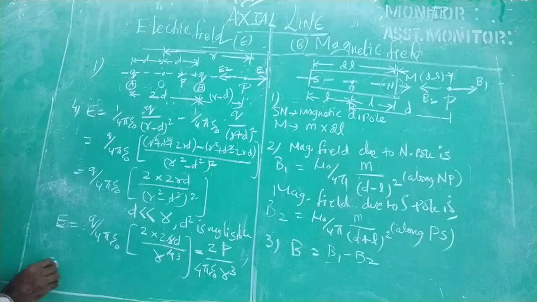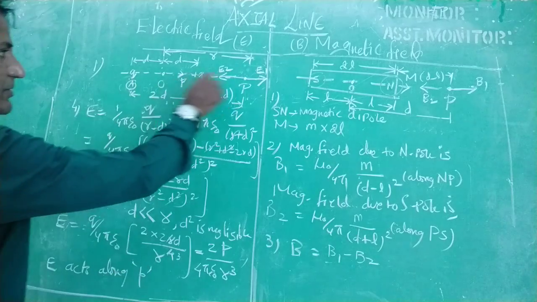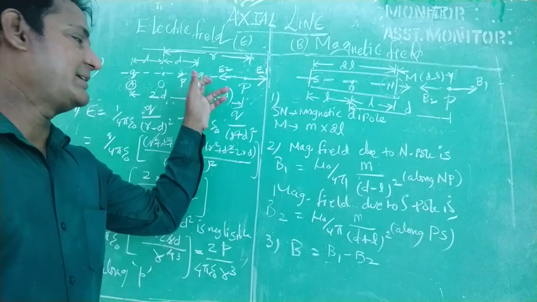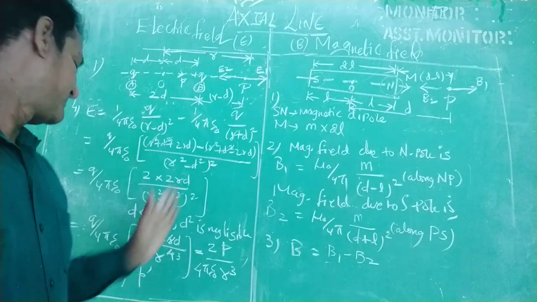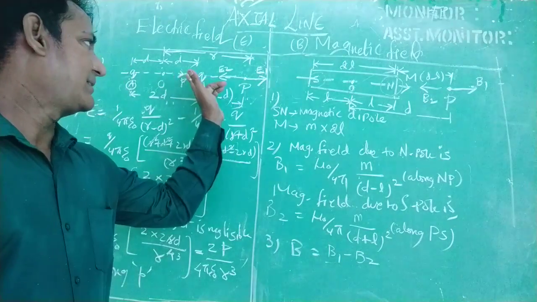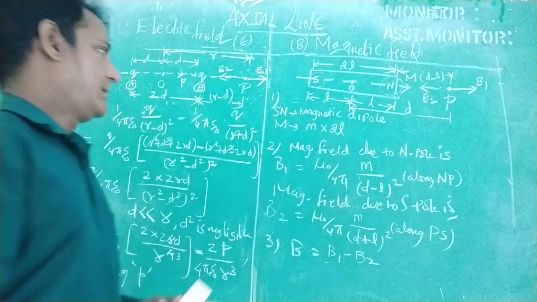This electric field acts along the direction of the electric dipole moment. That is, I said the electric field due to plus Q is greater than the electric field due to minus Q. So this resultant electric field will act along the direction of the electric dipole moment, that is from minus Q to plus Q, right?